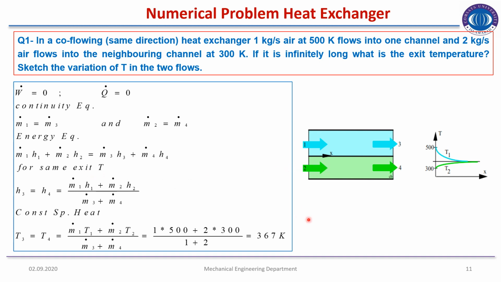So let's suppose the temperature of the cold fluid entering is 300 and the hot fluid entering is 500. So the exit temperature of hot and cold fluid will be the same. The temperature of cold and hot fluid exiting is 367 Kelvin. So here the variation of temperature of the two flows is shown in the T-x diagram.